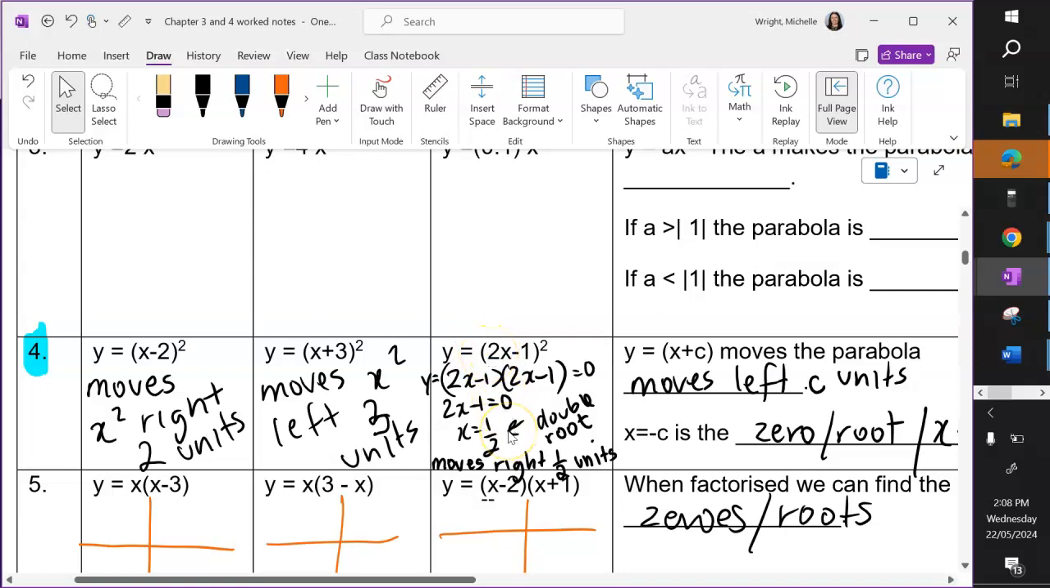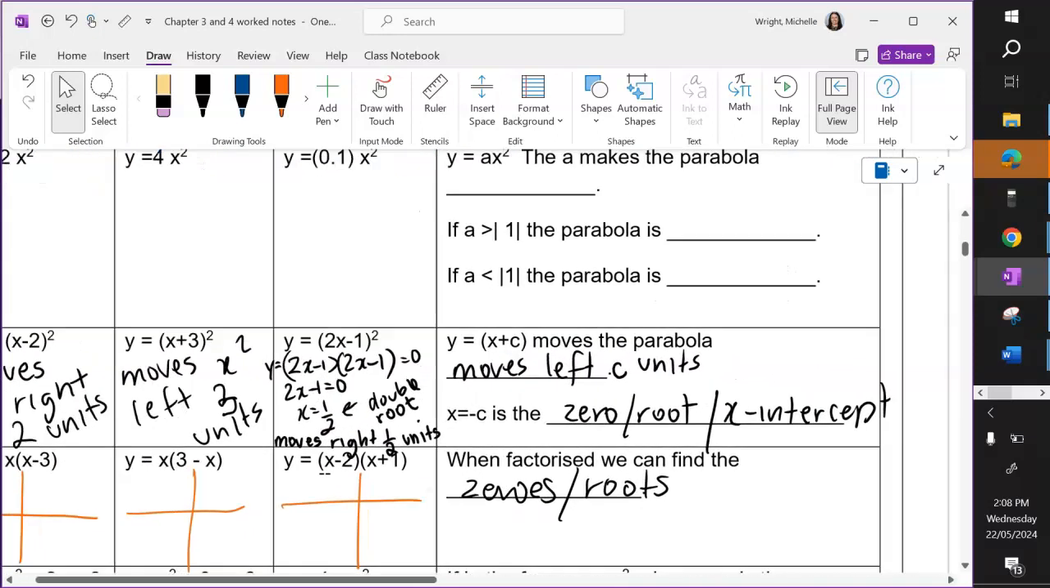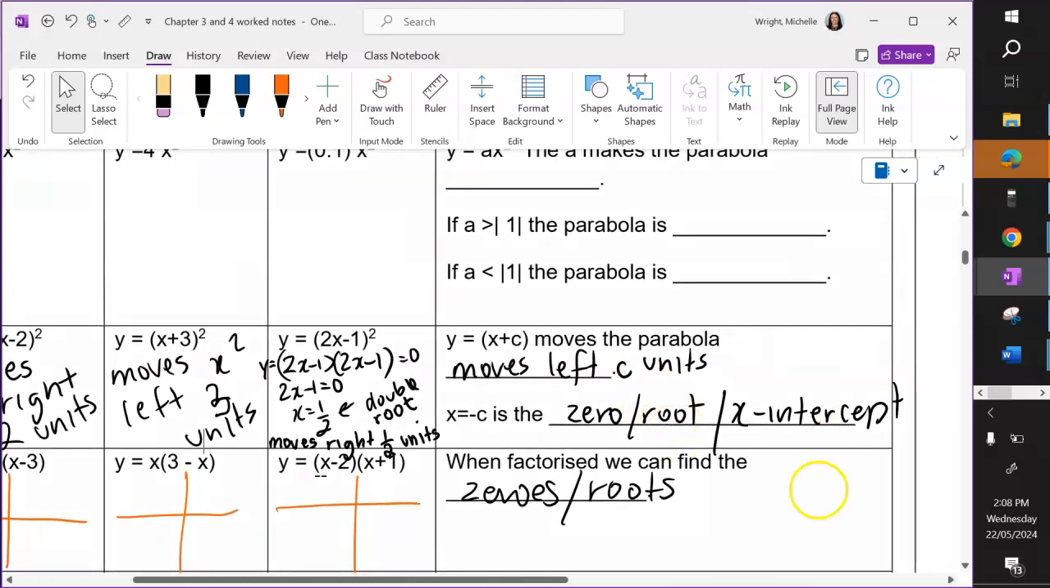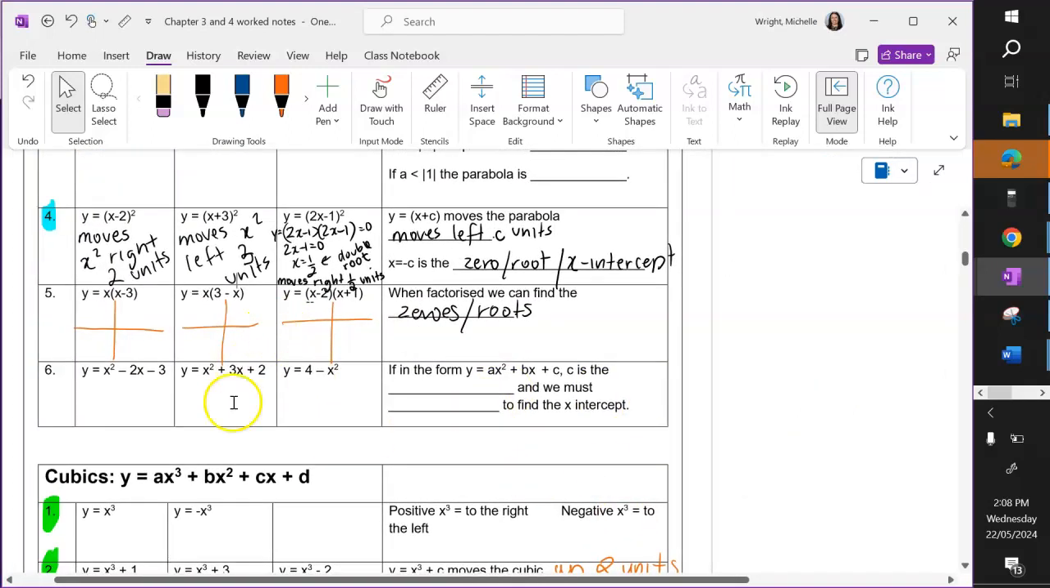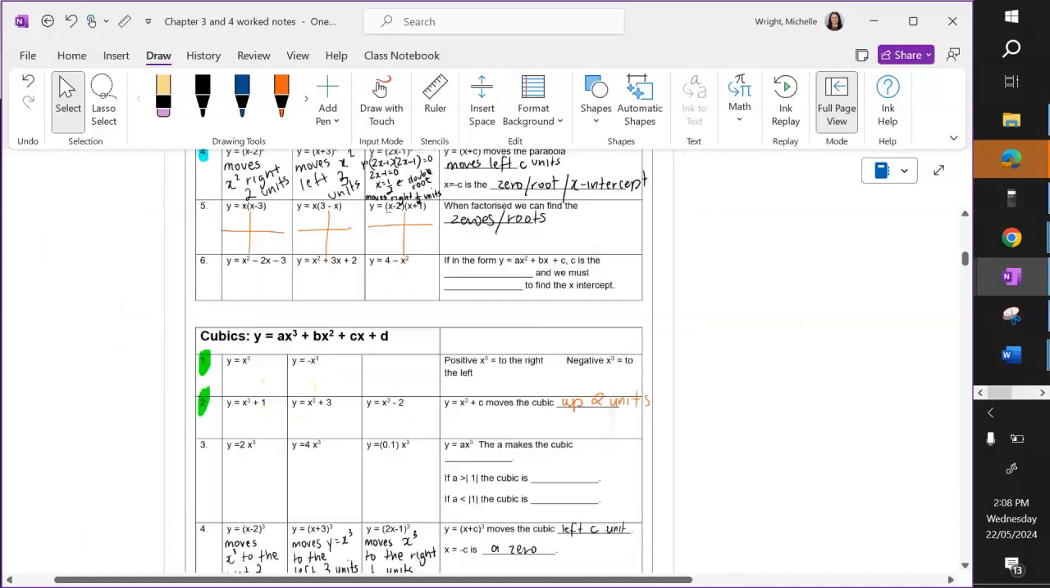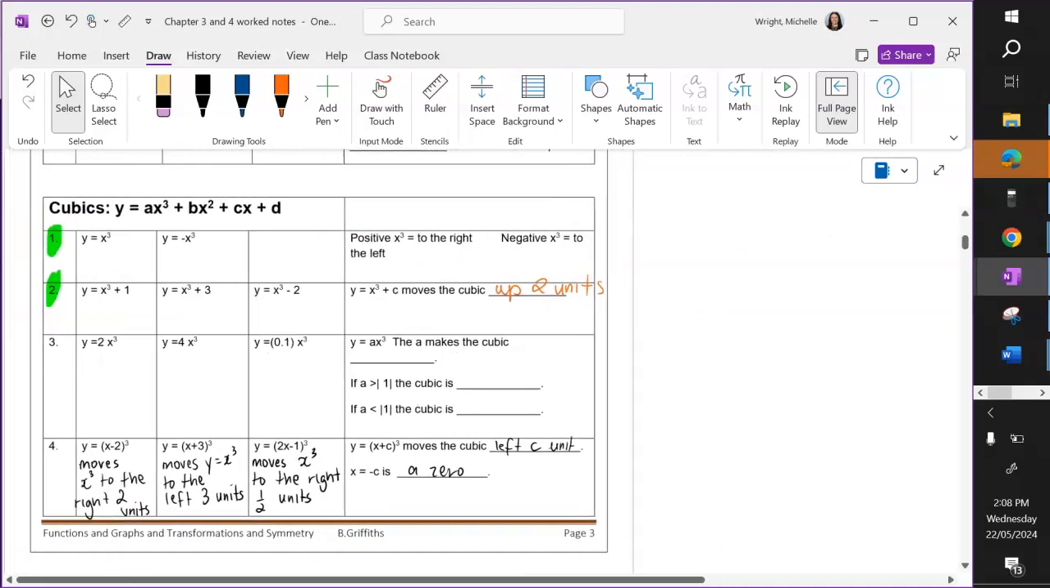Noting also that what we call the points where it cuts our axis, we had a little talk about this, these 3 names are interchangeable. The 0, the root, or the x-intercept are all the same. Be familiar with being able to draw these ones. We looked at those in class today, but we can apply that information also to our cubics.